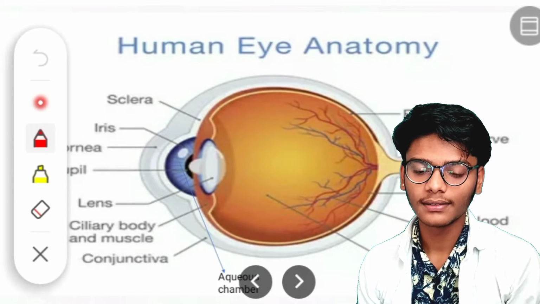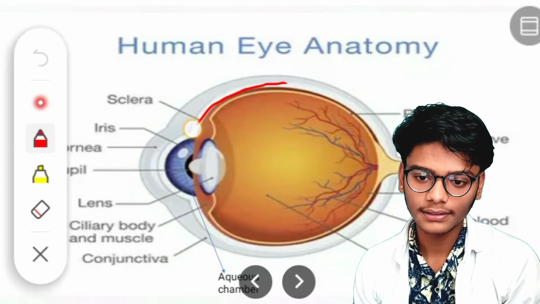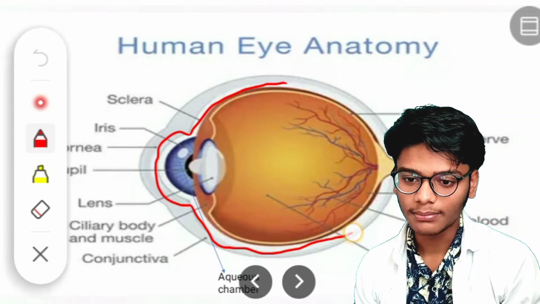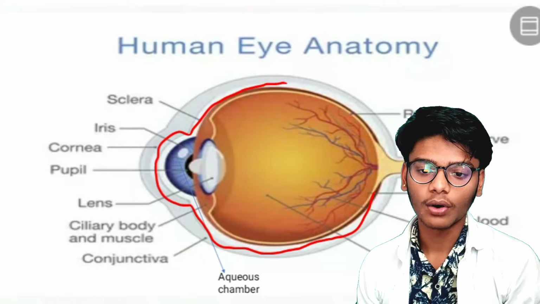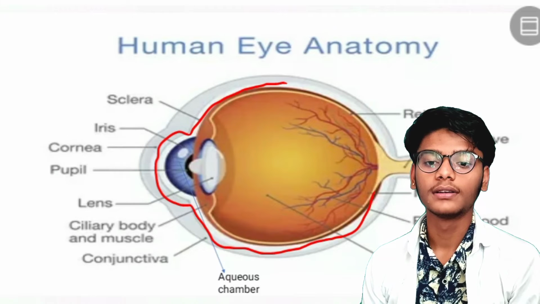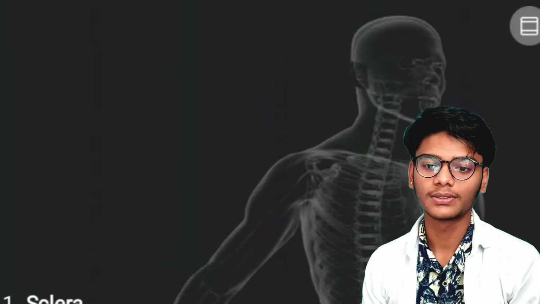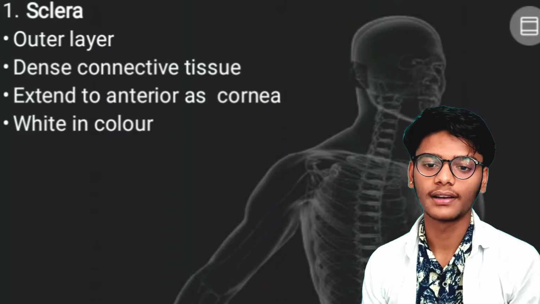As you can see here, the white colored part is the sclera, and in the front it extends as the cornea. The backside part is called the sclera, and the front part is the cornea. It is made up of dense connective tissue. There is not much about the sclera. Once again, the outer layer is dense connective tissue, extends to the anterior as cornea, white in color.